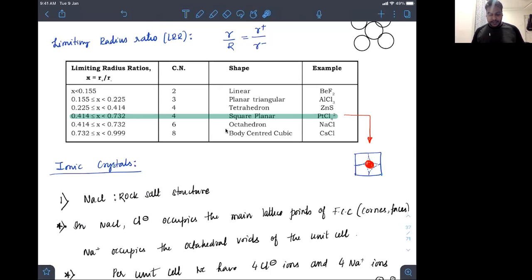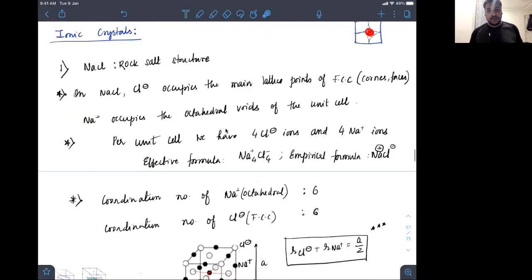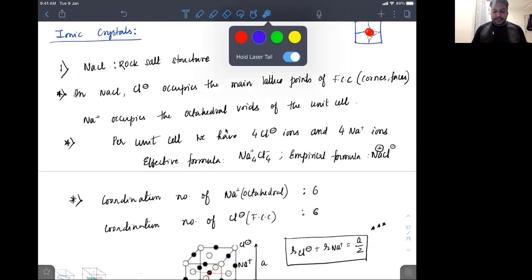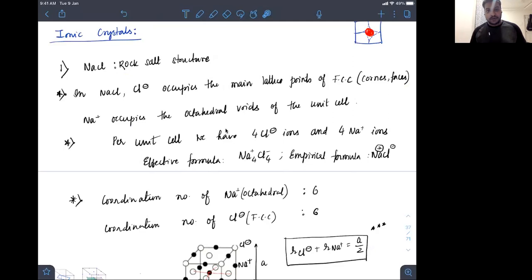Now, based on these limiting ratios, we will be able to introduce different ionic crystals. The first ionic crystal is NaCl. Now, what does this NaCl mean? NaCl is taken as a reference for many of the compounds. Like how NaCl is, this is also like NaCl. KCl is like NaCl. KBr is like NaCl. That's how we can always relate with that. And NaCl is actually rock salt. Commonly, it is known as rock salt. So the first type is called rock salt structure or rock salt type.